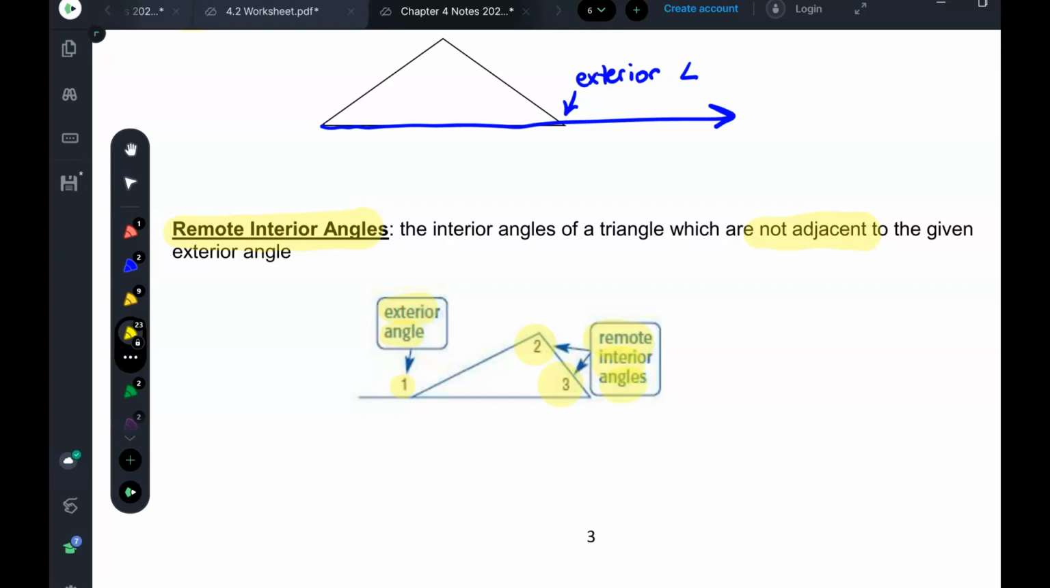Do we need to take notes? Well, there's going to be a theorem on this. What do you think is going to be the relationship between angle 1 and angle 2 and angle 3? Let's see.